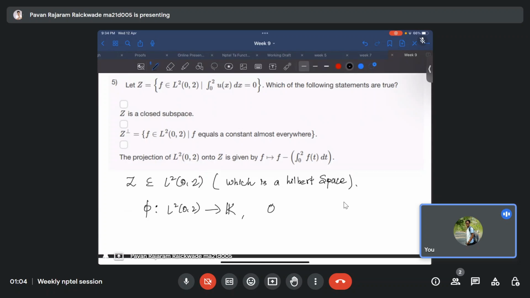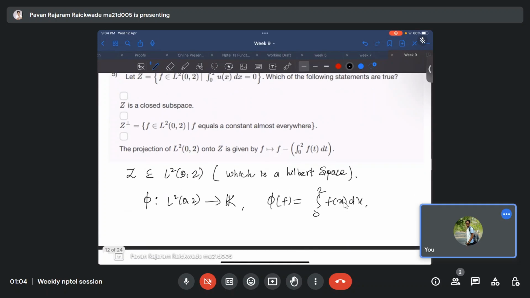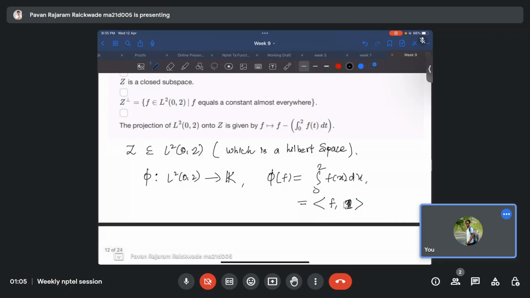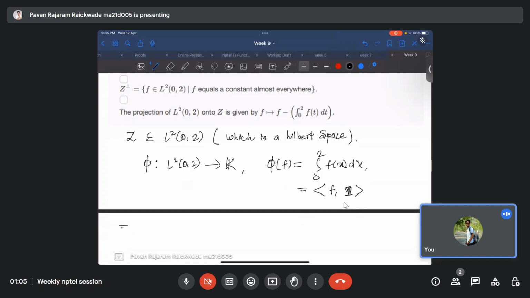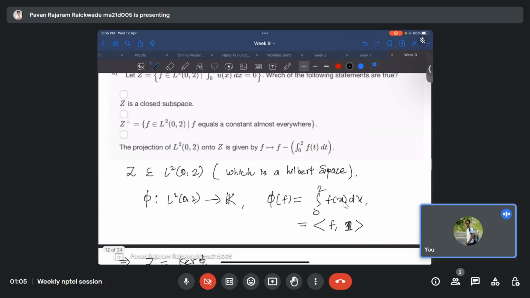Given by phi of f equals the integral of f. Then you can just verify this phi is a continuous linear functional. Basically, this is just the inner product of f with the constant one function, the almost everywhere constant one function. It's a continuous linear functional, and Z is just the kernel of phi. Being the kernel of a continuous linear functional, that's a closed subspace.